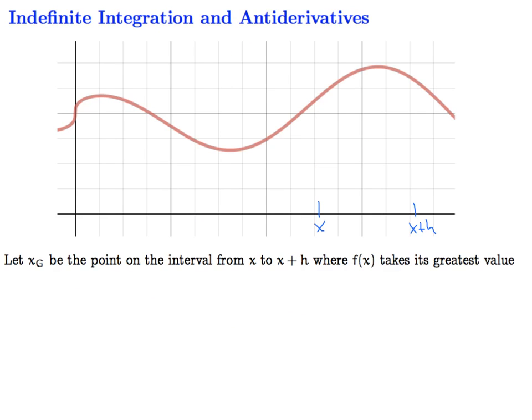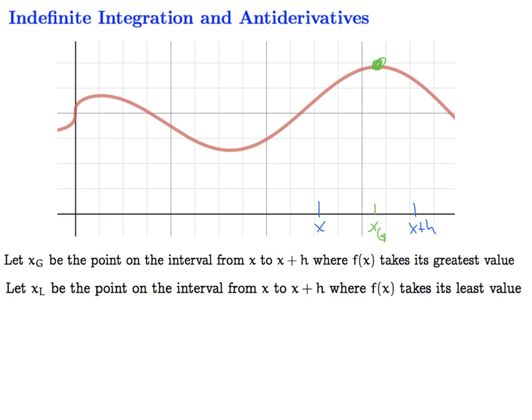Now in order to figure out the integral between x and x plus h, I want to try to trap this region. So I'm going to let x sub g be the point on the interval from x to x plus h where f of x takes its greatest value. If we look between x and x plus h, it looks like my greatest value is right around here. So I'm going to come down and grab this point. This is going to be x sub g, because that's the point where I take my greatest value.